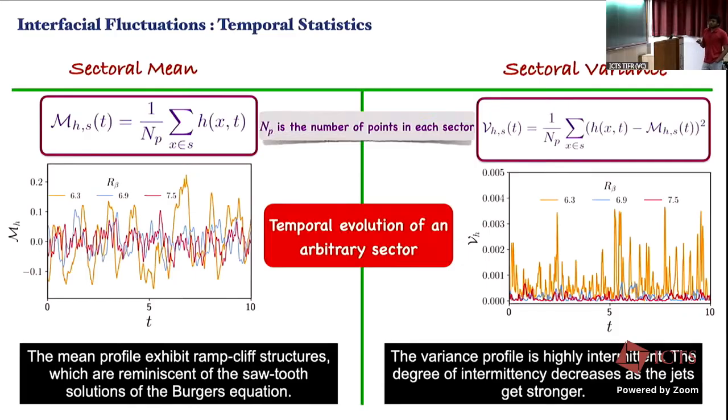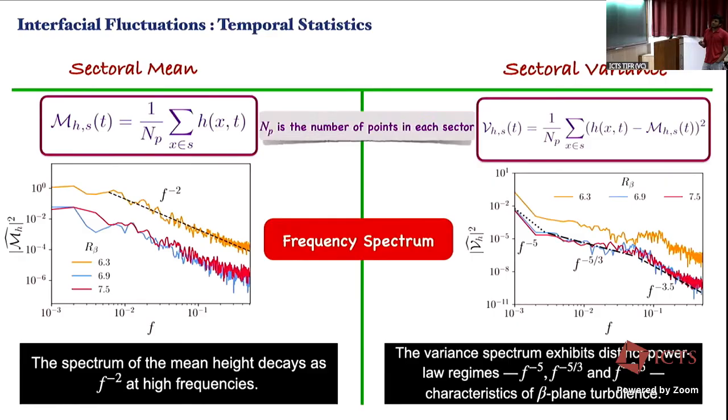Next, you can look at the frequency spectrum itself. And indeed, the mean spectrum shows Burgers-like scaling, f to the power -2, whereas the sectoral variance shows different scaling regimes, mainly these two regimes, like we see in beta plane turbulence itself.